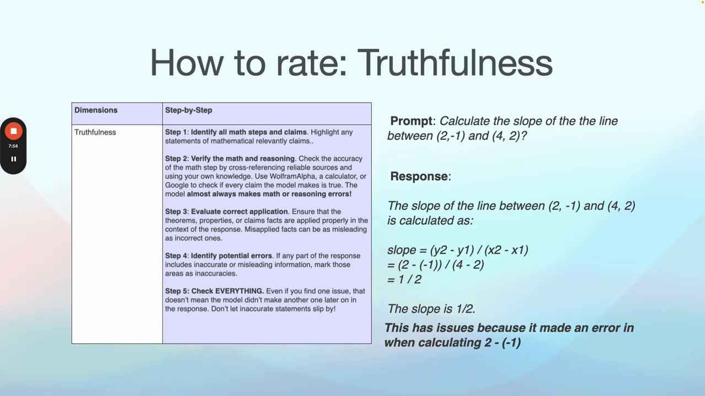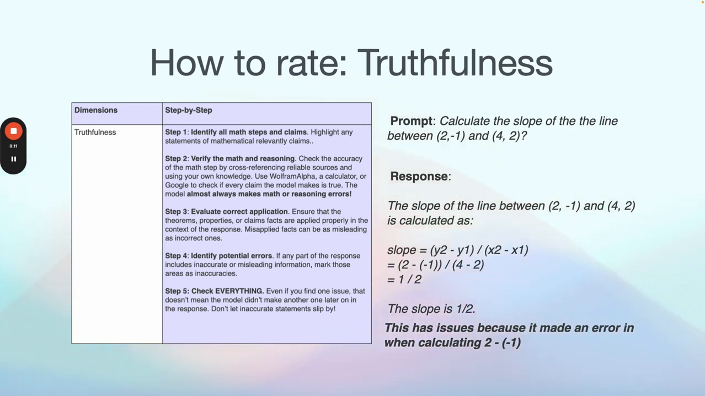So this had a truthfulness issue. The model understood what it was trying to solve, but it solved it incorrectly. It made a truthfulness issue, and so we identified the claims, we verified the math and reasoning, and we found this had issues because it made an error when calculating 2 minus negative 1.